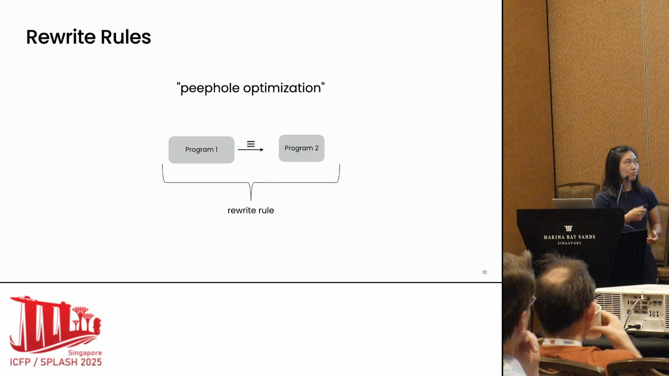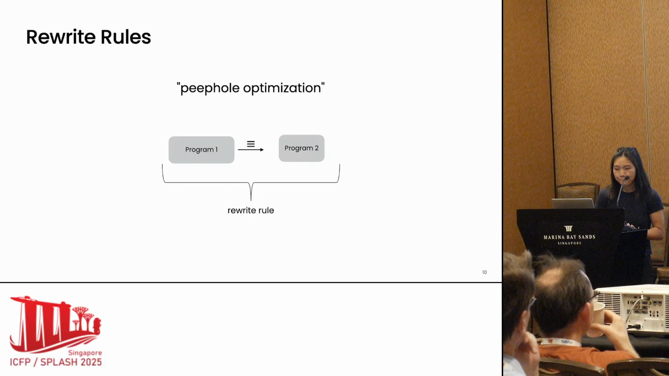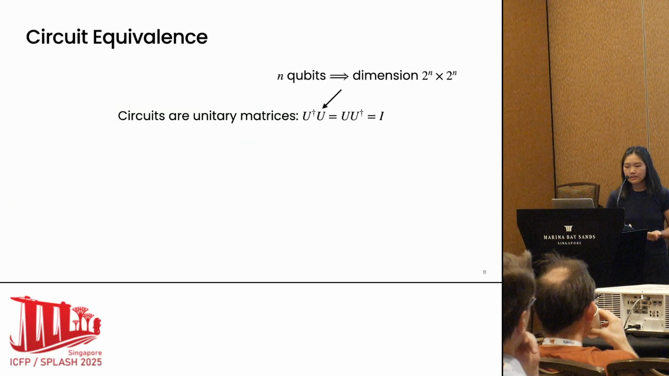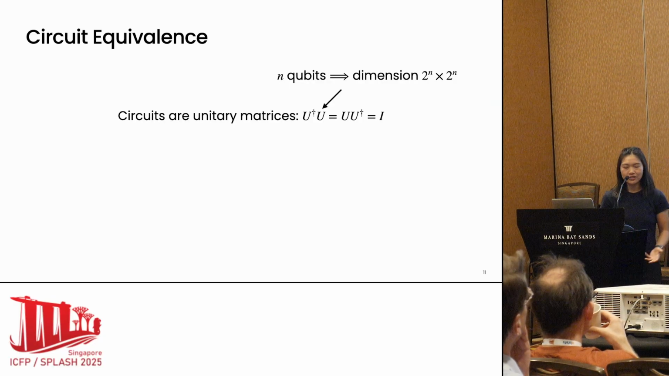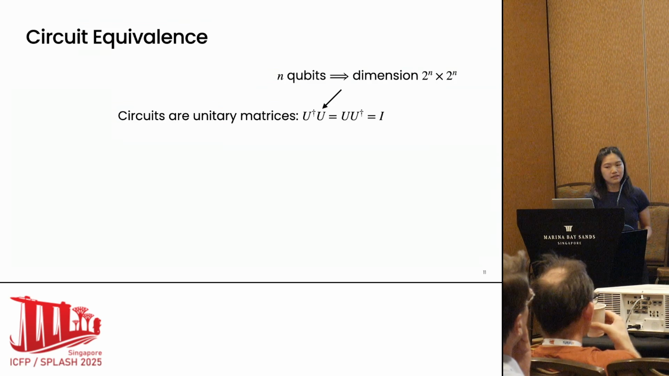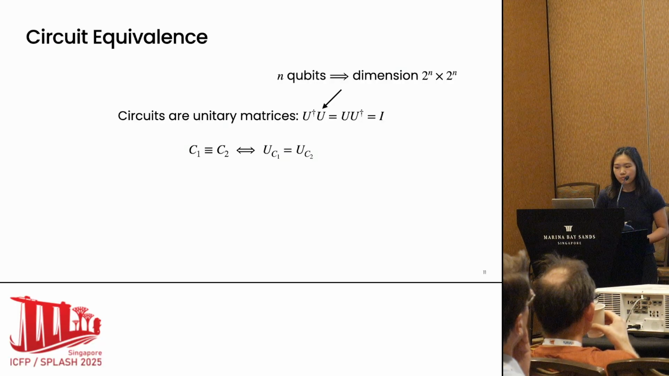And the way that you apply these is that you can go through your program and find matches of the left-hand side and simply substitute it with the right-hand side. And then you can optimize according to some objective. But for quantum programs, what does equivalence mean? It's very simple. The semantics of a quantum circuit can be represented as a unitary matrix. And if you don't know what a unitary matrix is, it's just a matrix that satisfies this definition here. The dimension here is not great because it's exponential in the number of qubits. But we'll say that two circuits are equivalent just if their unitaries are exactly equivalent.